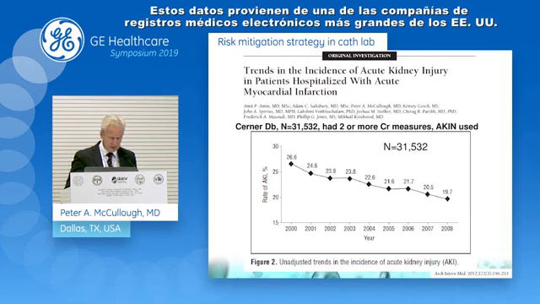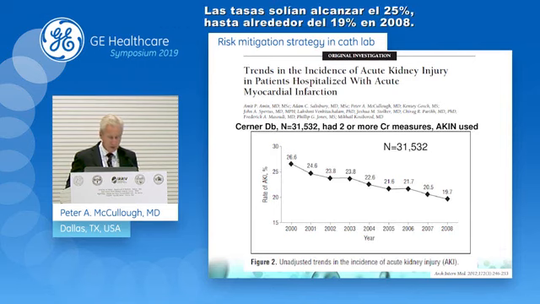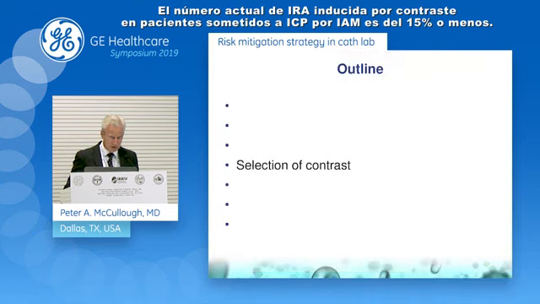Having said that, these data come from one of the big electronic medical record companies in the United States. There's clearly been a reduction over time of contrast-induced acute kidney injury from what we can see in the literature. Rates used to be as high as a quarter, now going down to about, in 2008, about 19%. The current number in today's era is 15% or less of patients undergoing a PCI for acute myocardial infarction develop contrast-induced acute kidney injury.